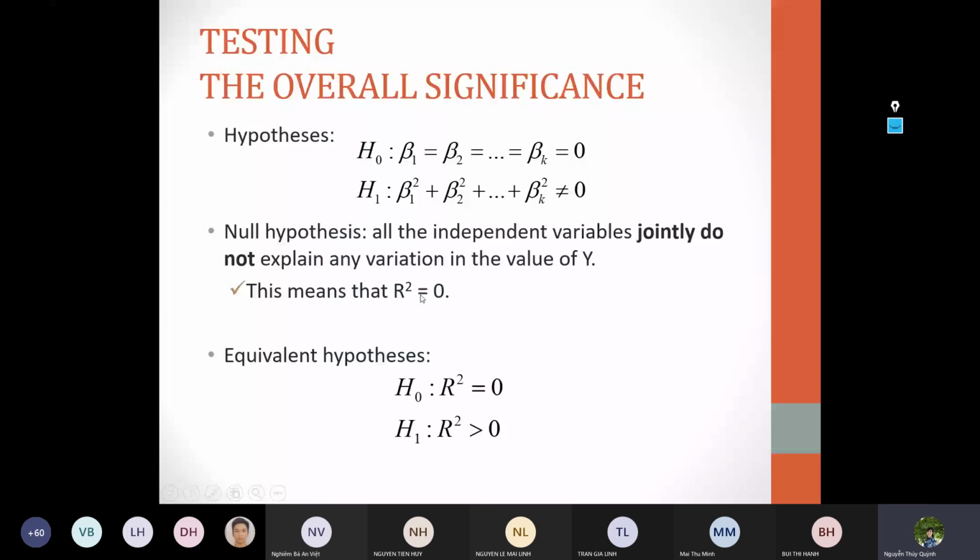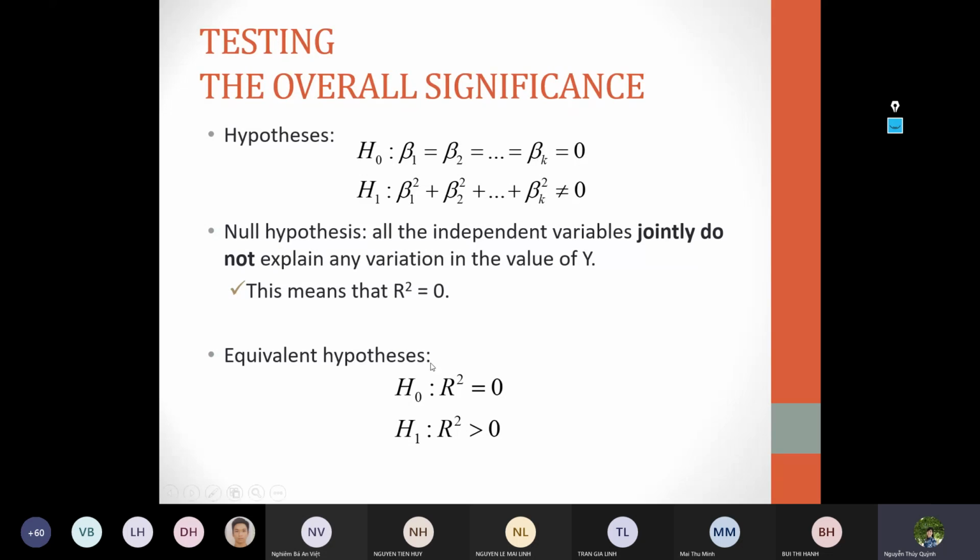So instead of using this hypothesis, you may want to use the equivalent one to test for the overall significance of the model. That is, the null hypothesis H0 is that the coefficient of determination R squared is equal to zero, and H1 is that R squared is greater than zero, which means that the model does explain the variation in the value of the dependent variable.